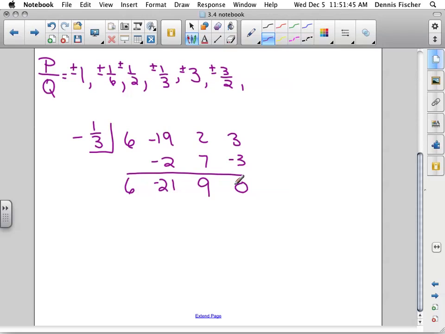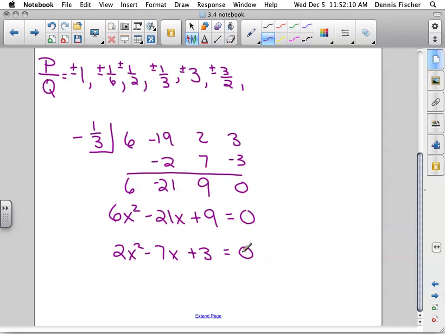Now, factoring this down, we started with x to the third, right? So this comes down to 6x squared minus 21x plus 9 equals 0. I think it's the 3 in common. So we divide by 3, and I'm just going to say 2x squared minus 7x plus 3 equals 0. Now, if I factor this out, I'm going to have 2x and x, right? And I need a negative 7, so let's go with negative 3 and a negative 1.